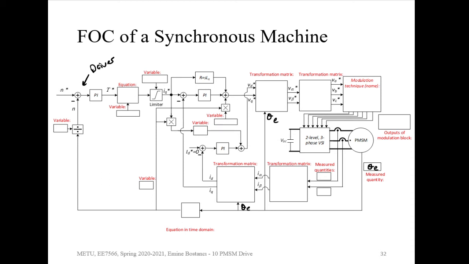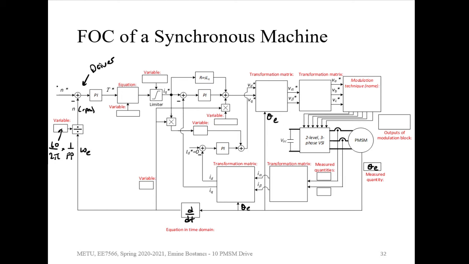Then to close a speed loop, if you want to have a speed loop, we need to take the derivative of the position so that we can get the speed. But of course, if you want to have the speed control in RPM, it was given as RPM, so we need to divide it by 2 pi and multiply by 60. Moreover, we also need to divide it by the pole pair number.